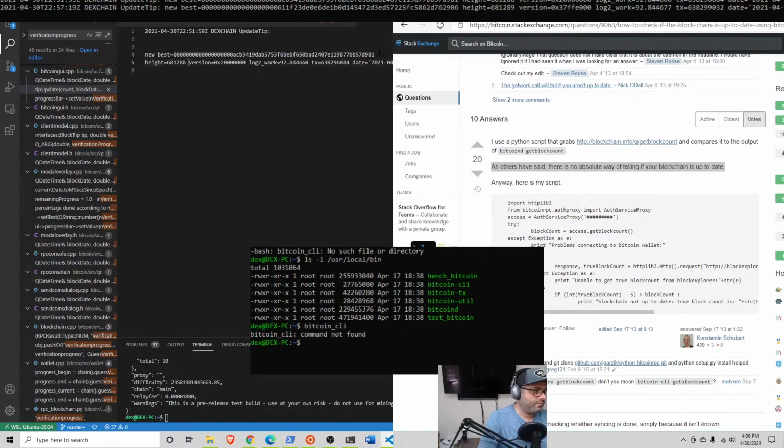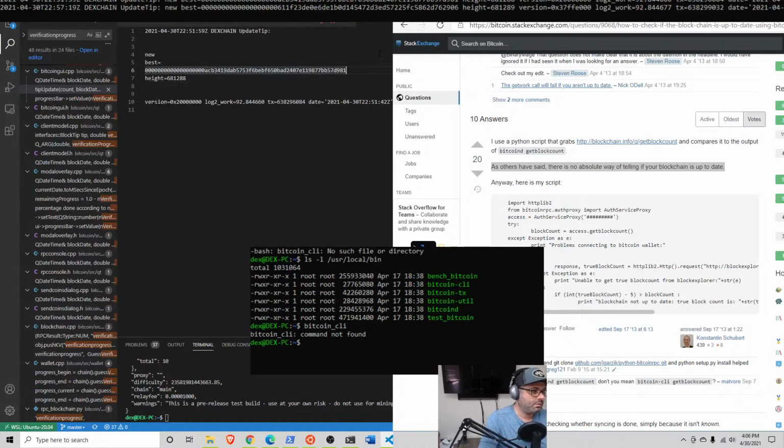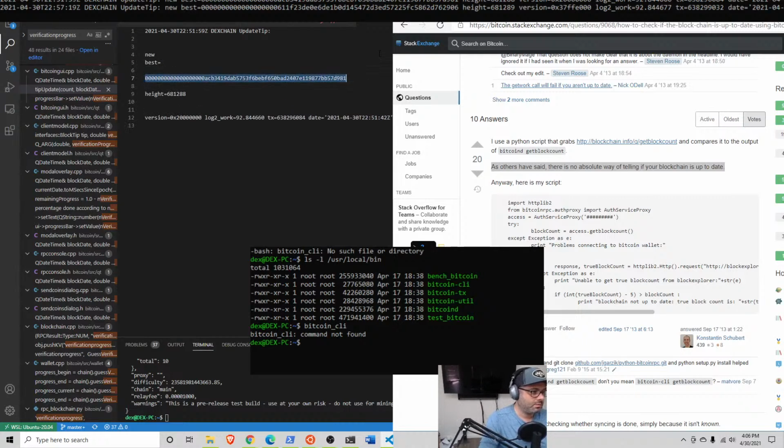Height. New best. What is this? This is what the miners are finding, right? This is proof of work. This is Bitcoin. This is the header. What is this a header of? Who cares what the header is?